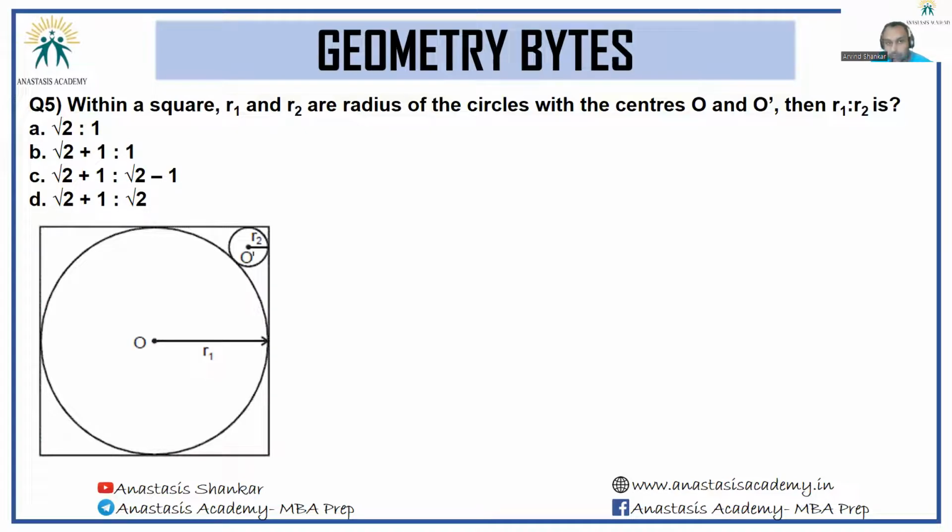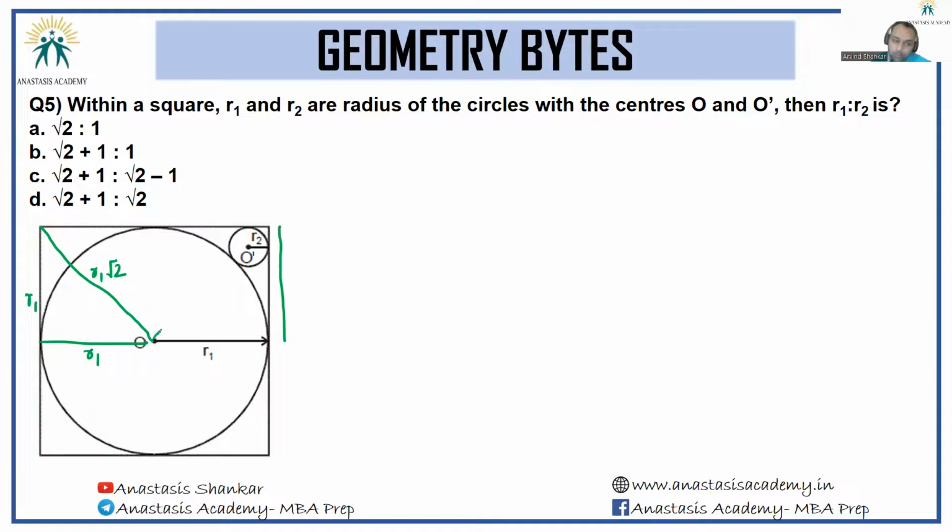Next one, within a square, R1 and R2 are radius of the circles with the centers O and O dash. Then R1 is to R2 is... Okay. This is a fairly popular setup. Just look at this. The point from here to here. This is R1. This is R1. So this length here should be R1 root 2.